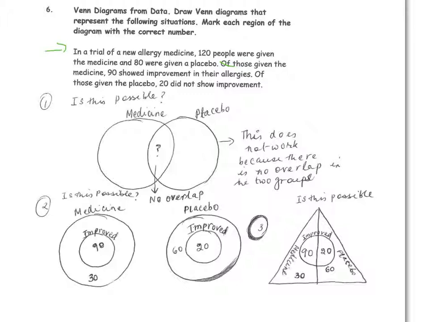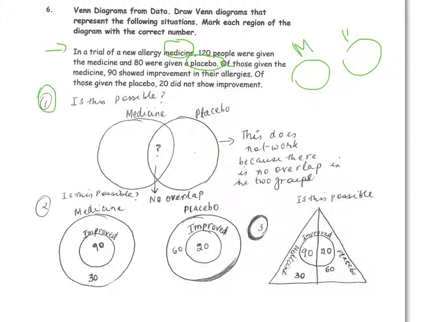So let's think about this. We have different sets here. We have the set of people who took the medication, and the set of people who took basically a sugar pill, which is placebo. So there are 120 people who actually took the medication, and 80 people who took the placebo. Now, we have to think about how to represent this information. So let's look at the first possibility.